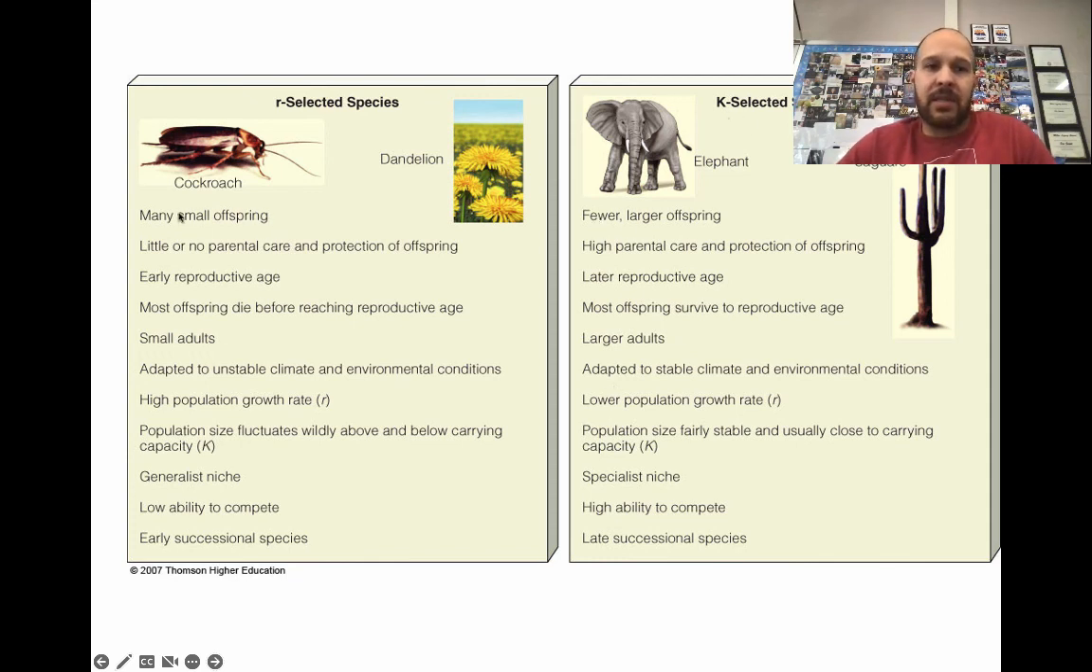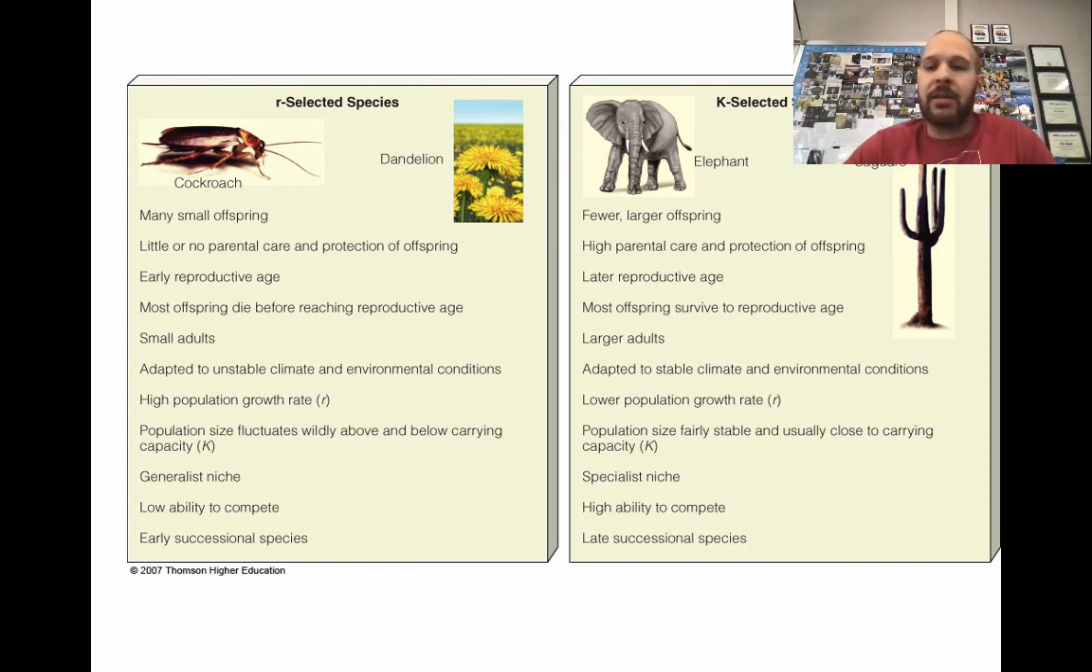Notice the differences. Elephants, for example, have very long gestation periods and they may have one offspring. It takes years for them to get to reproductive age, whereas a mouse gets to reproductive age in a few months. So they're very opposite each other. You need to have some animals in mind. Think of anything. Humans would be K-selected species.